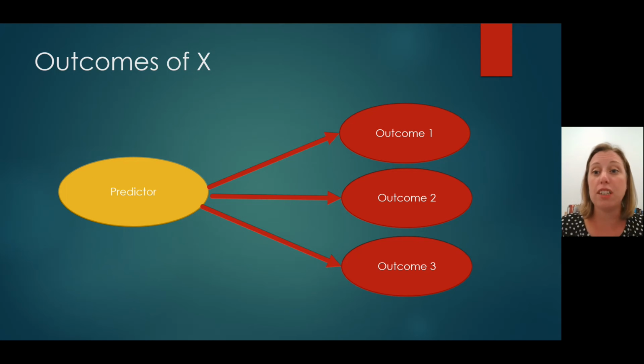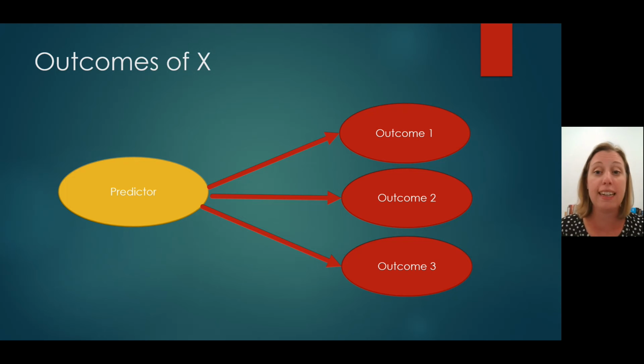The other approach is looking at the outcomes or the effects of the topics you're interested in. So instead of talking about multiple predictors that lead to one outcome, we're looking at it in the opposite direction, and we're going to talk about one predictor and several different outcomes.